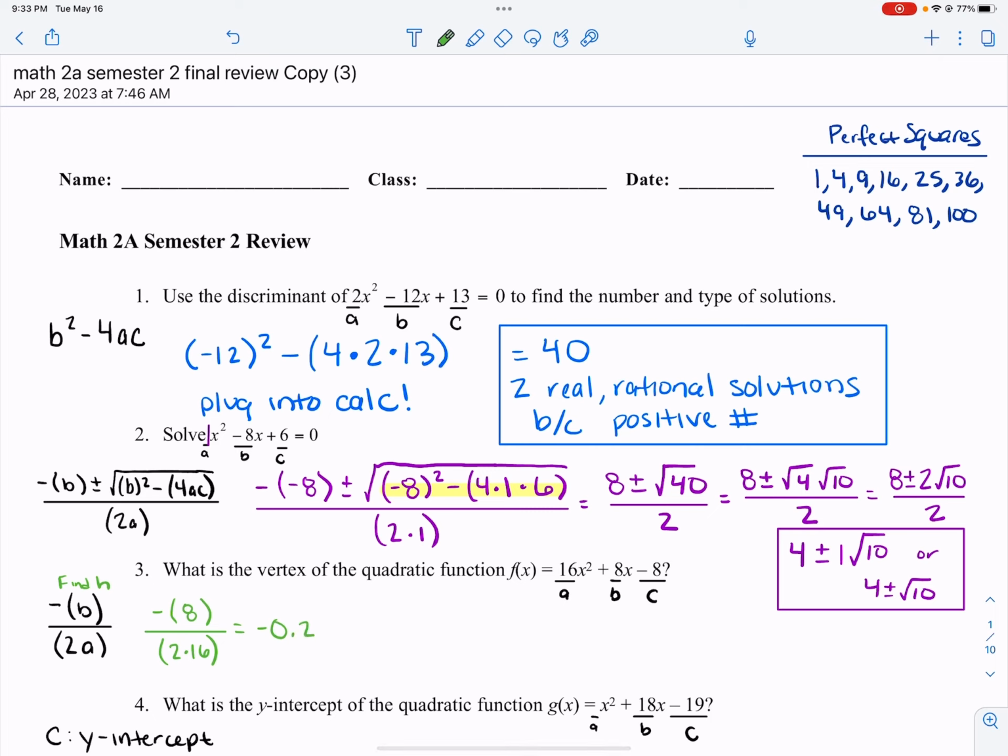Negative 0.25. Okay, so that was to find my h. To get my k, I'm going to plug what I found back into the original problem. So it would be 16 times negative 0.25 squared plus 8 times negative 0.25 minus 8. And again, I'm just going to plug that directly into the calculator.